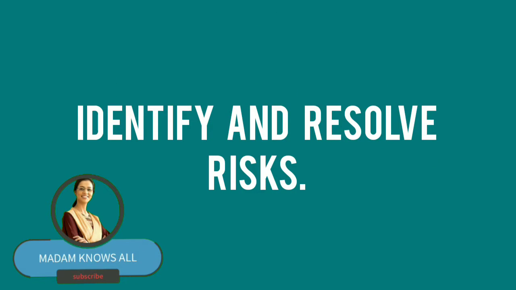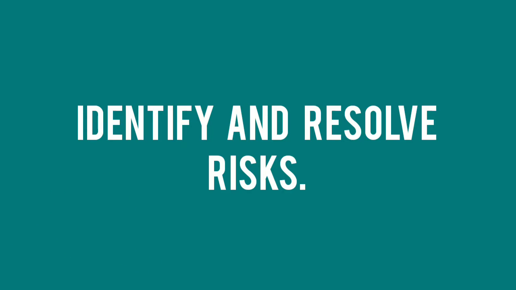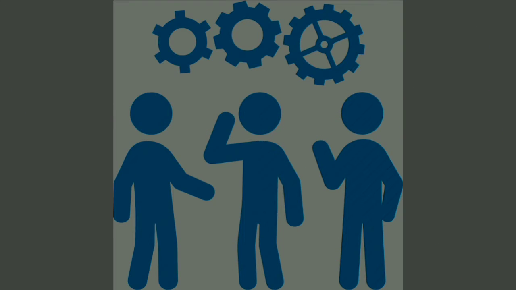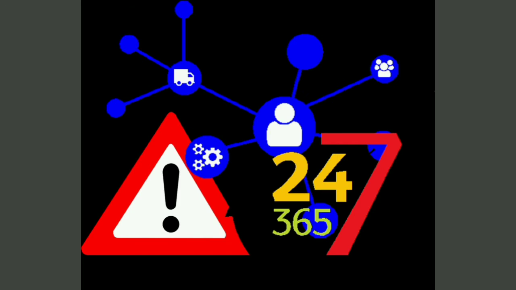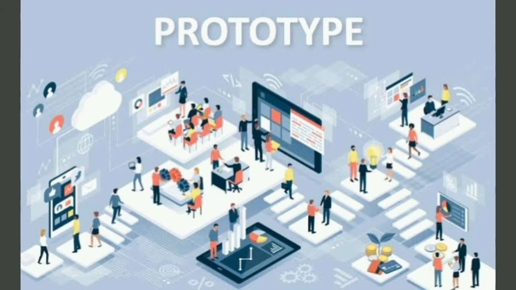Next, I come to the second quadrant, that is identify and resolve risks. During the second quadrant, all the possible solutions are evaluated to select the best possible solution. Then the risks associated with that solution are identified and the risks are resolved using the best possible strategy. At the end of this quadrant, a prototype is built for the best possible solution.